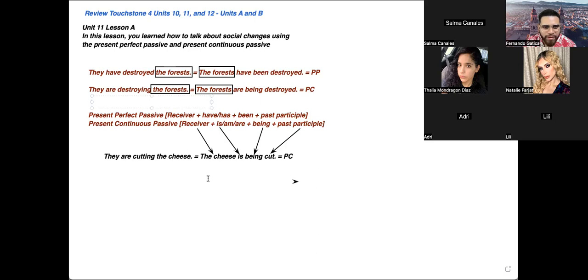Okay, now what about this one right here? They have cut the cheese. Guys, the cheese... is present perfect now. Have? Not have. Has. Sorry. The cheese has been cut. Bien. Very good, because it's present perfect.